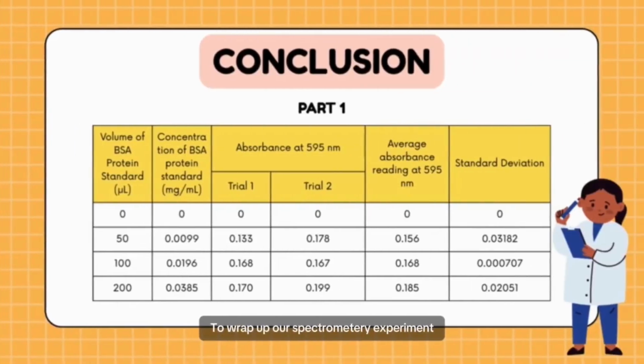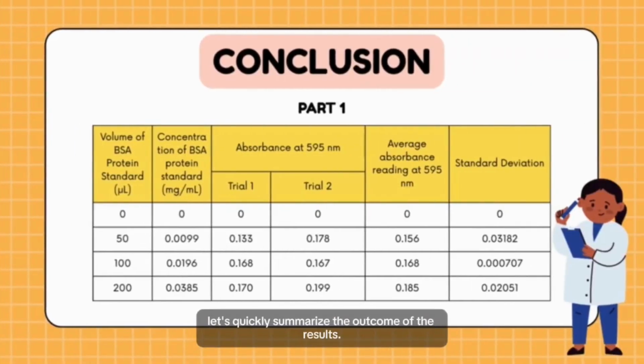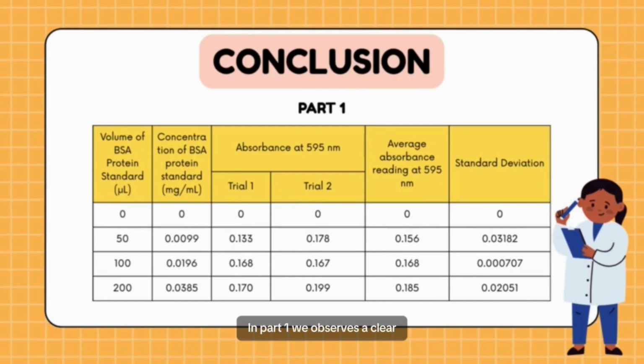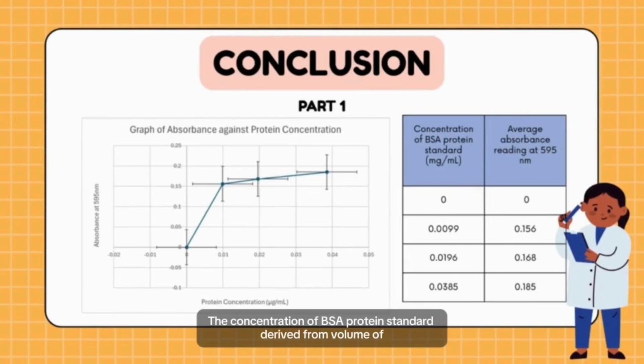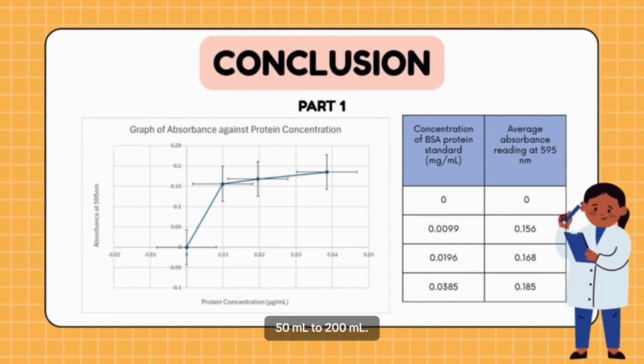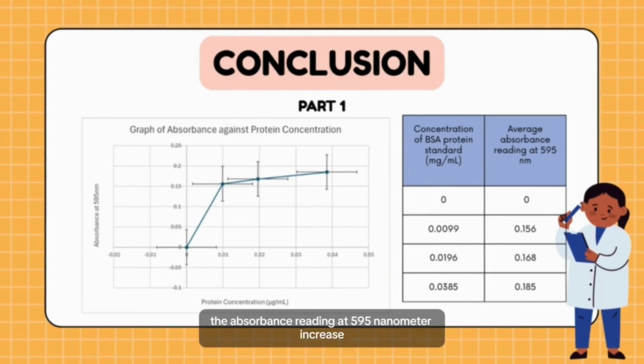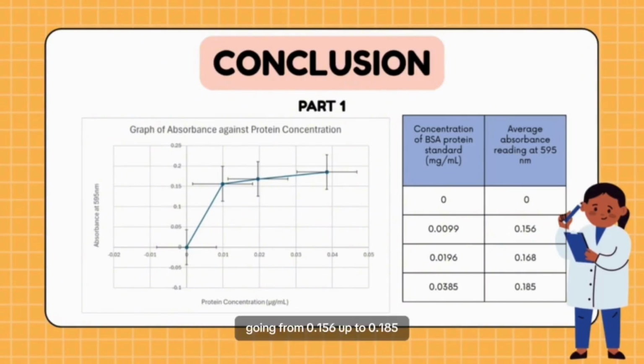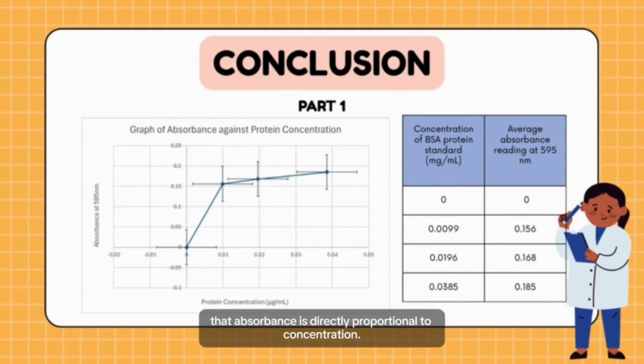To wrap up our spectrophotometry experiment, let's quickly summarize the outcome of the result. In part 1, we observed a clear positive correlation between the volume of BSA protein and the concentration of BSA protein standard, derived from volume 50 microliters to 200 microliters. As the volume increased, the absorbance reading at 595 nanometers increased, going from 0.56 up to 0.185. This directly supports the Beer-Lambert law's principle that absorbance is directly proportional to concentration.